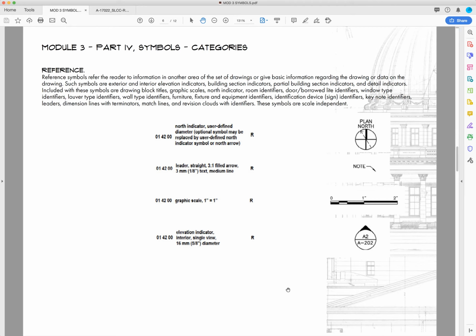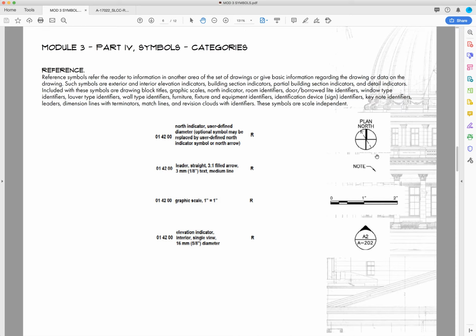Right, our next category is the one that we're going to be focusing on the most for this week, and these are reference symbols. I refer to these a lot as wayfinding. Reference symbols refer the reader to information in another area of the set of drawings, or give basic information regarding the drawing or data on the drawing. Such symbols are exterior and interior elevation indicators, building section indicators. I'm going to stop reading there.